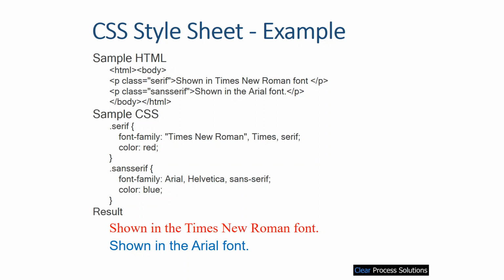So .serif says, okay, find all of the elements in your HTML that have a class name of serif, and apply those, with the declaration block below it, all those styles within that declaration block, to those elements that the selector matched. So in this case, it's going to change the serif to Times New Roman. It's going to change the sans serif to Arial, and change the color red and the color blue respectively.